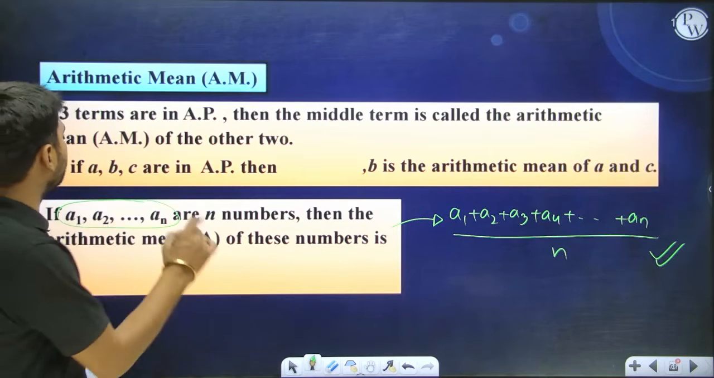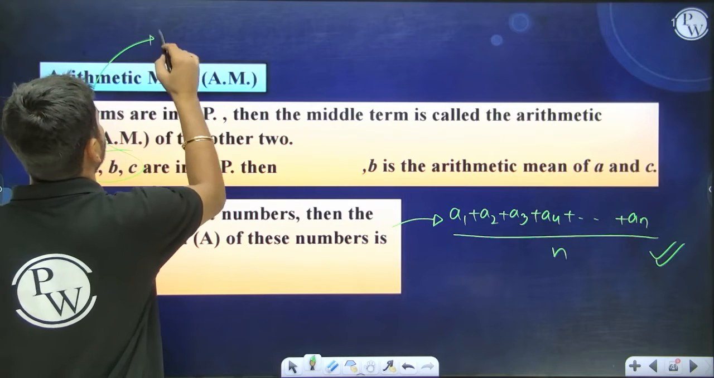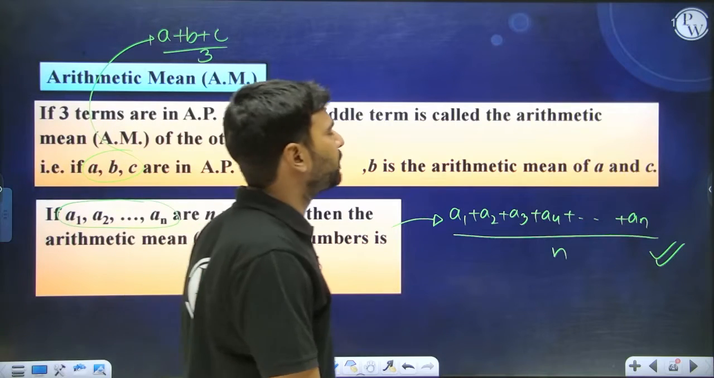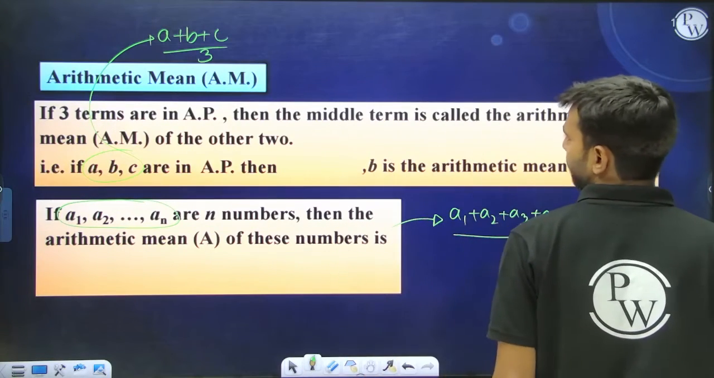Okay, if there are three numbers given to me, A, B and C, then the arithmetic mean is represented by (A plus B plus C) by 3. If there are two numbers, then the arithmetic mean of A and B will be written as what?